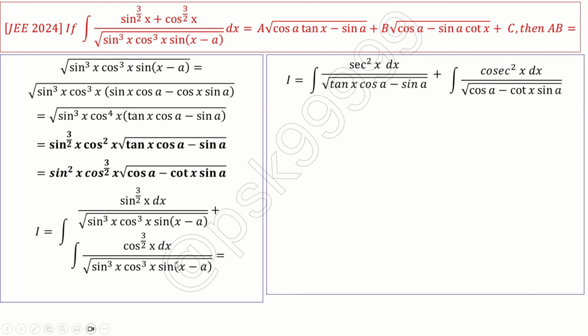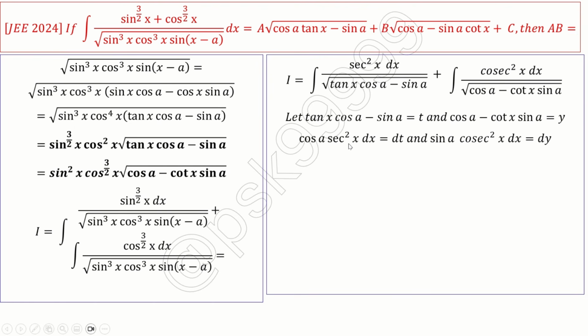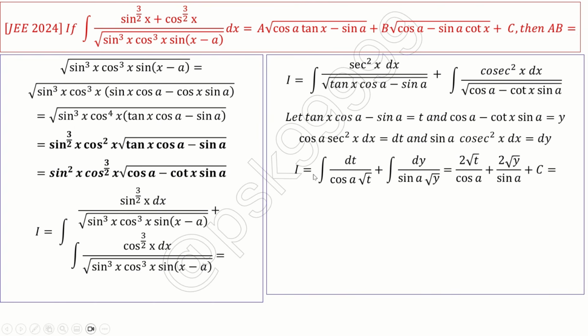Now for the second part, here I will take this whole thing as t. In the first case, let tan x cos a minus sin a equal t, and cos a minus cot x sin a is some y. So this gives cos a secant square x dx equal to dt, and sin a cosecant square x dx equal to dy. Now you replace it. The integration is very simple.